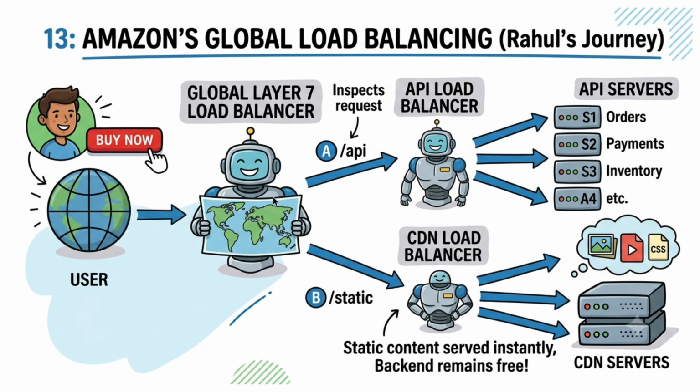And if Rahul requests some static data, the request is sent to a completely different server or load balancer, which is another load balancer responsible for CDN layers. Those CDN servers immediately return images, JavaScript, and CSS without touching the backend servers. Because static content never reaches the application servers, right? The backend remains free to process the real business requests. That's how companies serve millions of users while keeping websites extremely fast.